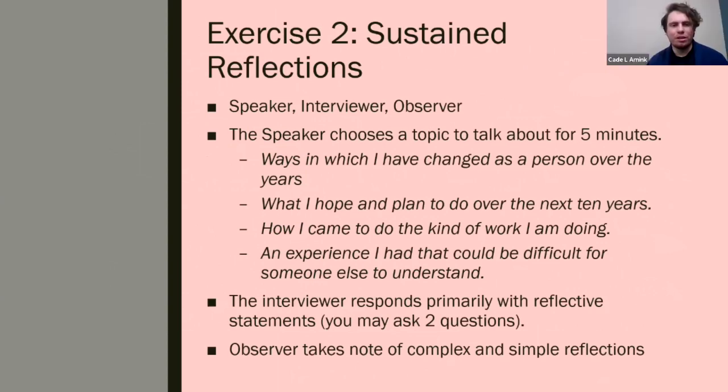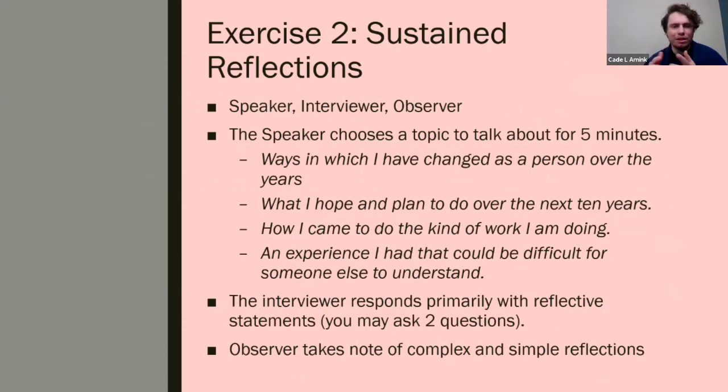So we're going to go into small groups again, based on the number of people here. Again, some groups may have 2, some groups may have 3 or 4. Every group should hopefully have at least 3 people though. And so again, identify a speaker, an interviewer, and in this case, an observer. And if you have 4 people, you can have 2 observers. And so the speaker, again, will choose a topic to talk about for 5 minutes.